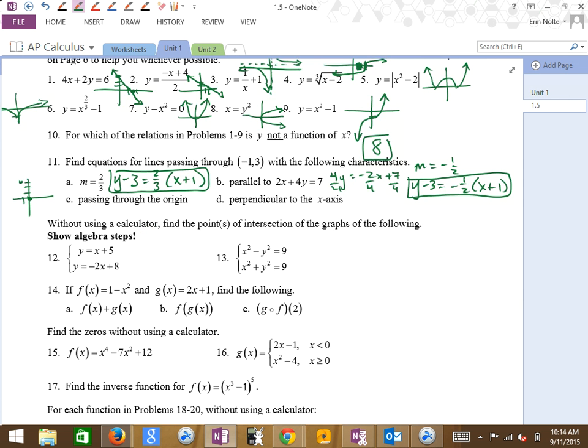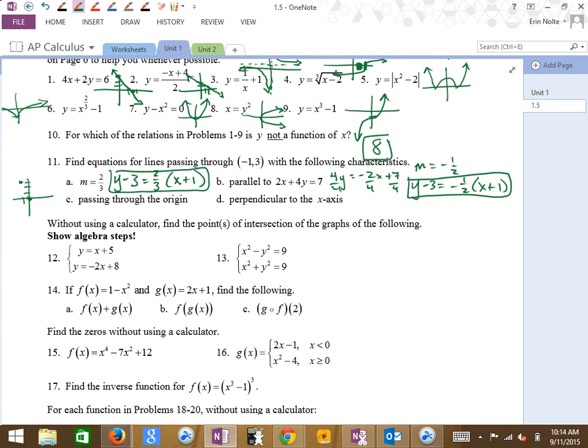Okay. Let's finish our math. Would that be the same as if you put y minus 3? Yeah, absolutely. Same form, just use the slope of 3. Okay, what about D?